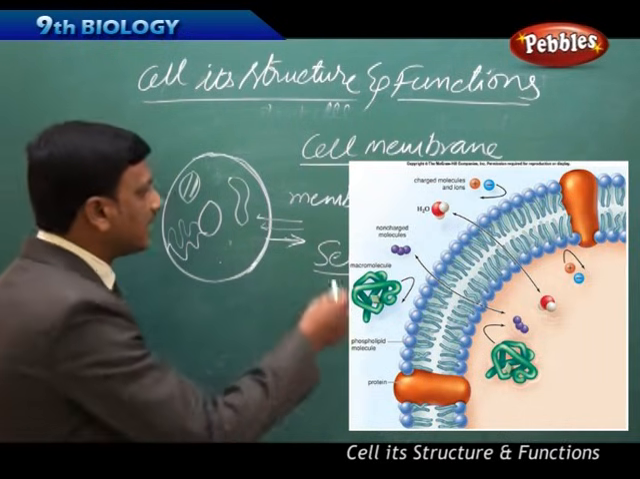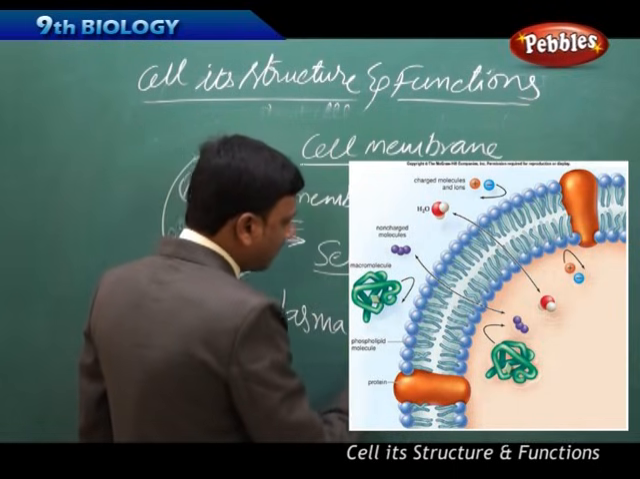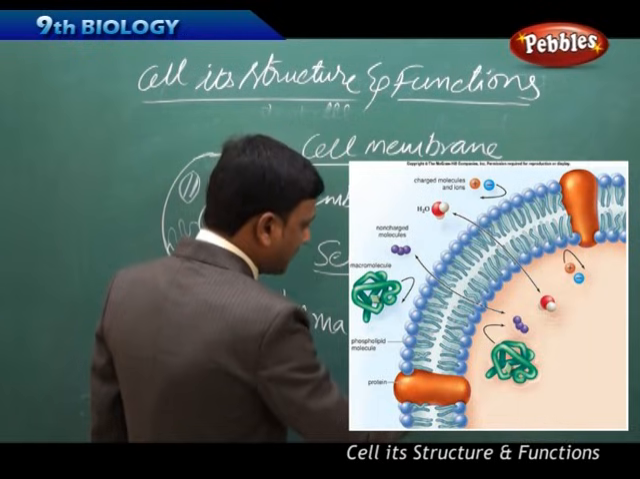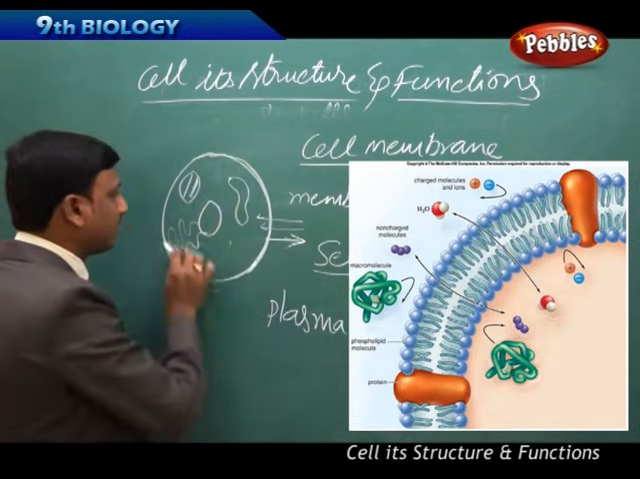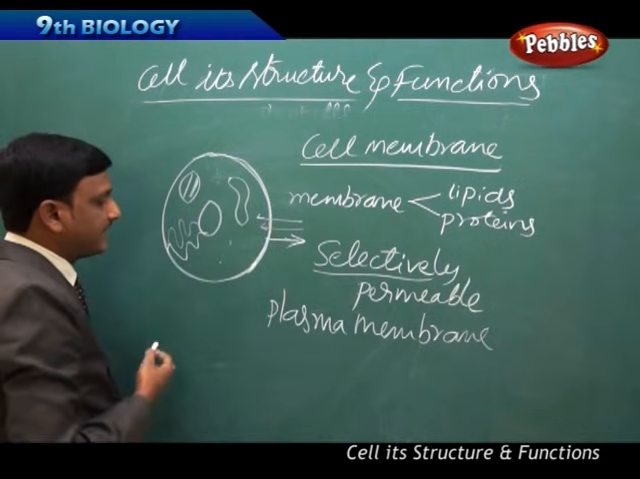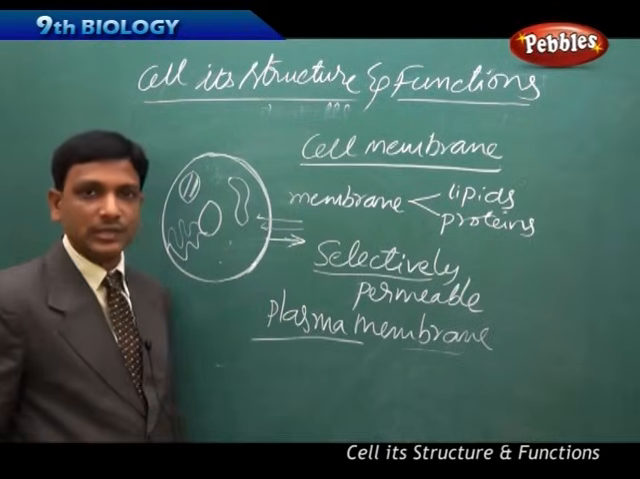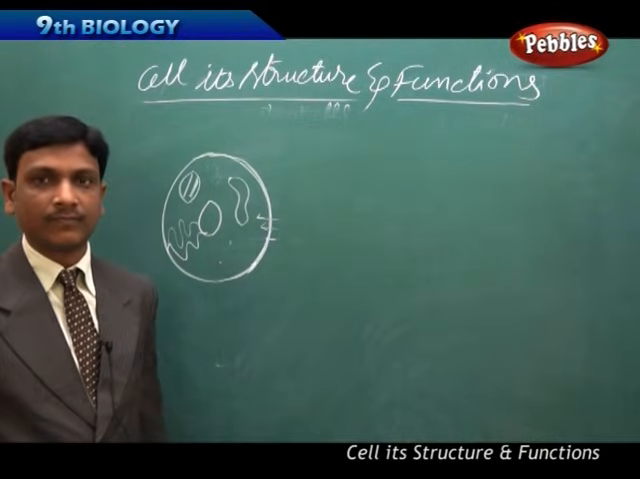The cell membrane is also called the plasma membrane. So why is it called the plasma membrane? Because it is surrounding the plasma. Whatever the inner fluid content is, that we call plasma, it is surrounded by the membrane. So the cell membrane is also called a plasma membrane.